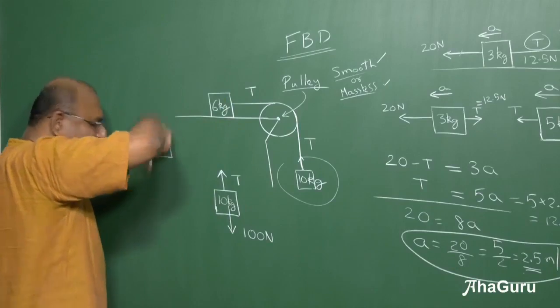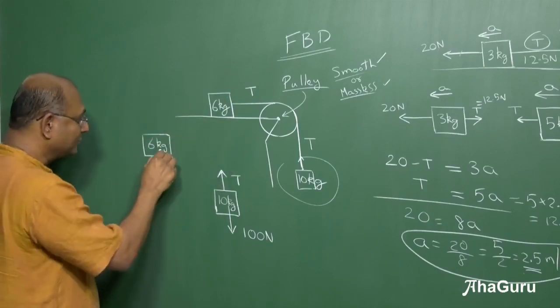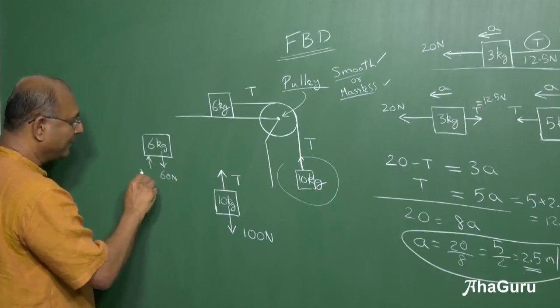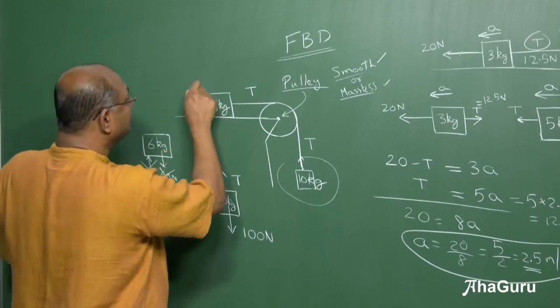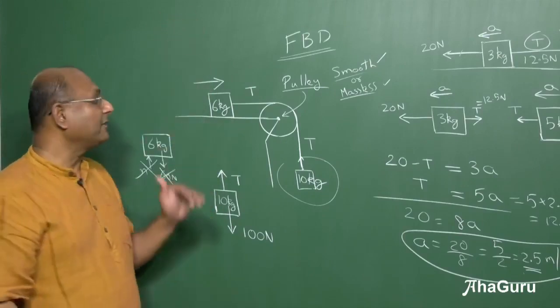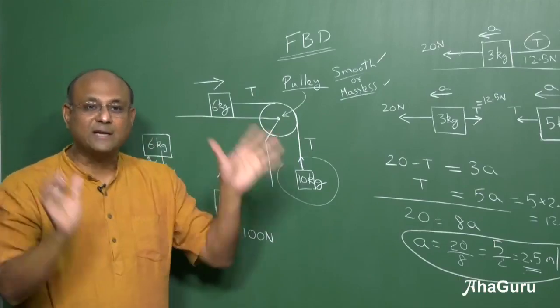The 6 kg block also has 60, but 60 is downwards, it's not this way. Right? So this is 60. I don't care. This is N. I am just going to ignore this. Why? Because I know that this block will move like this. Vertical forces will not affect horizontal motion. Horizontal forces will not affect vertical motion.